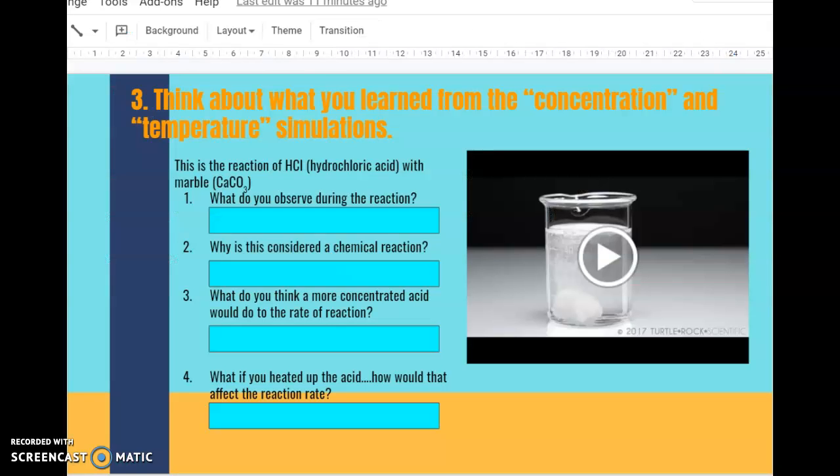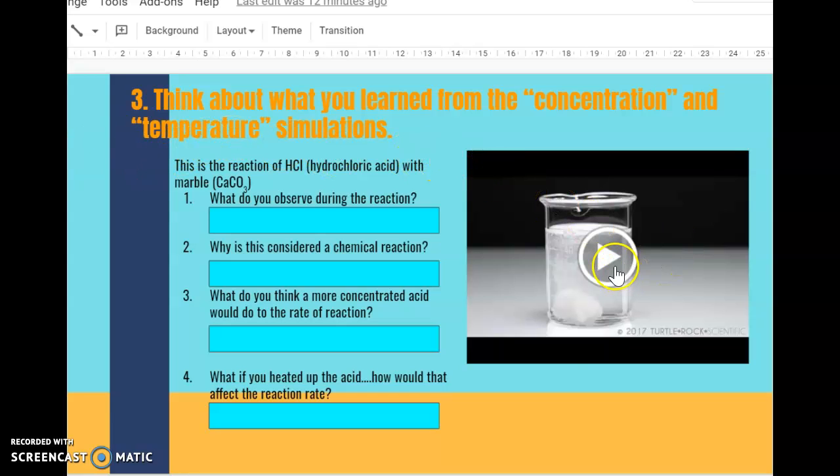For slide 4, question 3, think about what you've learned about concentration and temperature simulations. In those, as we added more particles, the concentration increased and the reaction sped up. We talked about increased frequency. As the temperature got increased, those graphs looked a little different. They increased until a certain point, and then the reaction rate began to decrease slowly.